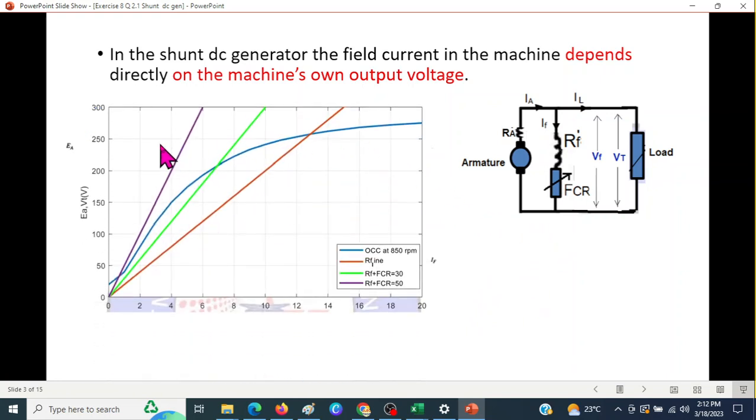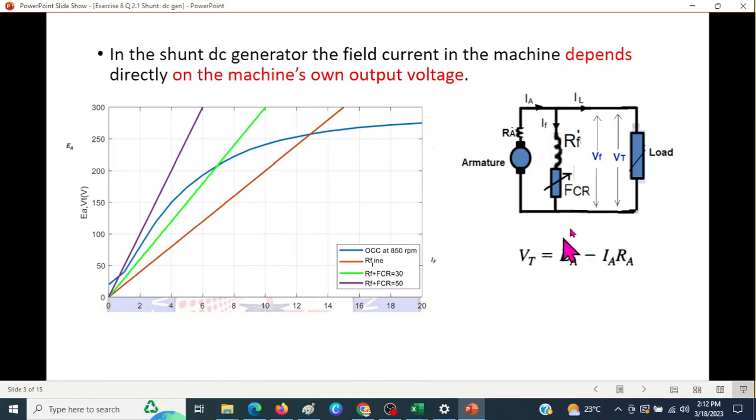And in the book, the professor has drawn this curve already for various resistances. So we'll be discussing each of them. This red is the RF line when the FCR is 0. FCR is the field control resistor. And when FCR is 10, then we get the green graph, and when the FCR is 20, then we get this magenta graph. We'll discuss each of them.